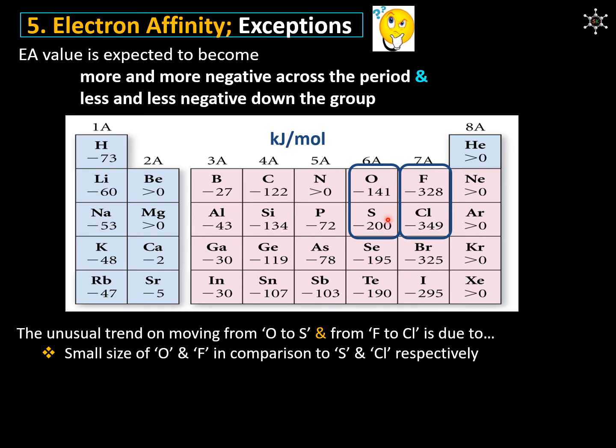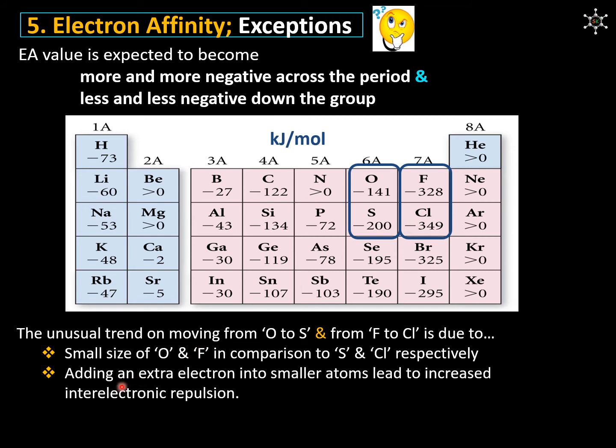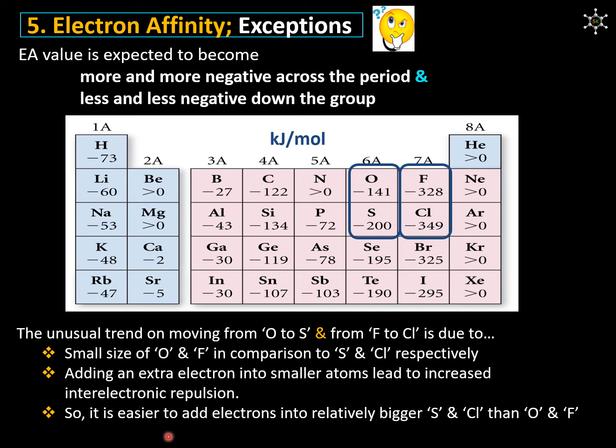We know that down the group atomic size increases. So, oxygen and fluorine are smaller in comparison to sulfur and chlorine respectively. Since oxygen and fluorine are smaller, adding an extra electron into these atoms leads to increased interelectronic repulsion. So, it is difficult to add an electron to oxygen and fluorine. In other words, it is easier to add electrons into relatively bigger sulfur and chlorine atoms than smaller oxygen and fluorine atoms.